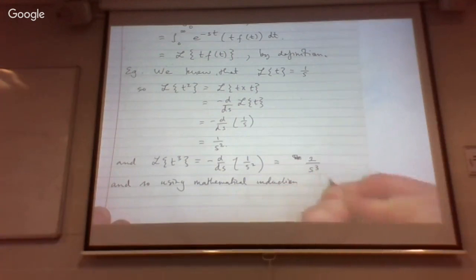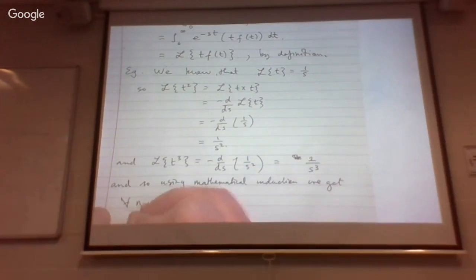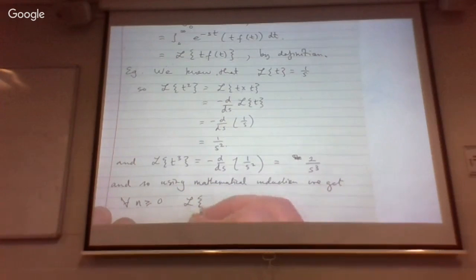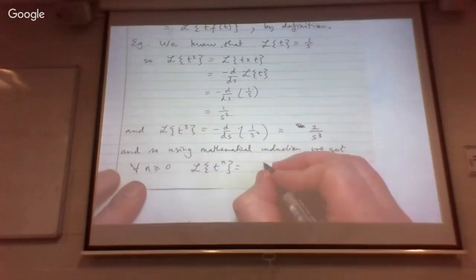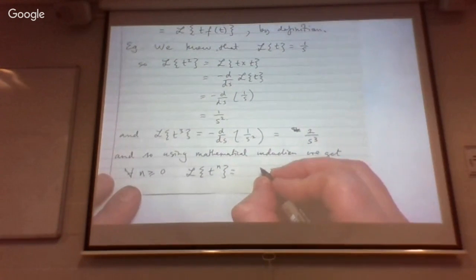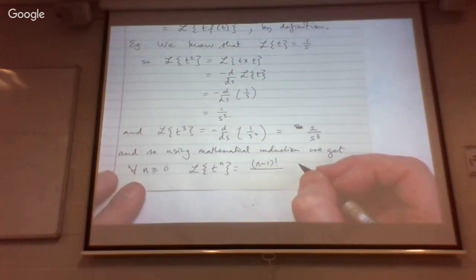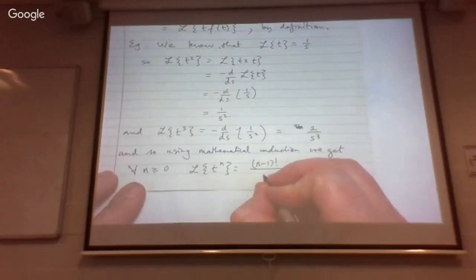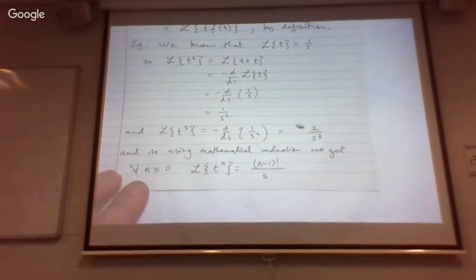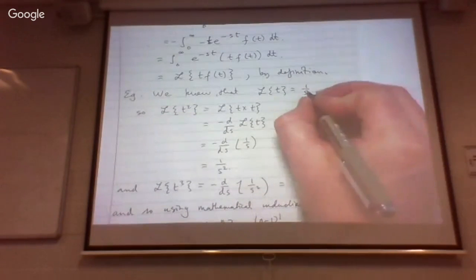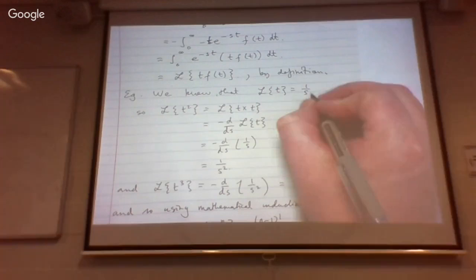using mathematical induction, we get that for all values of n bigger than or equal to 0, the Laplace transform of t to the n is n minus 1 factorial. Wait a minute. Rewind. Sorry. The Laplace transform of the constant function is 1 over s.